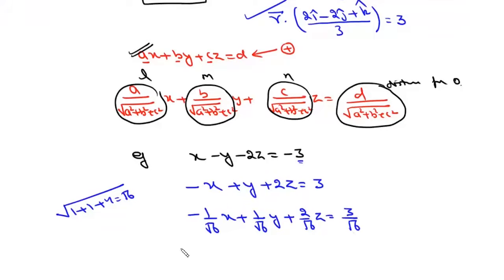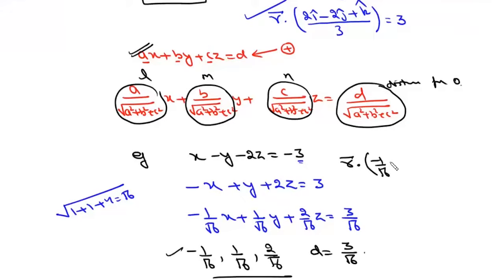So the direction cosines of the normal to this plane are minus 1 by root 6, plus 1 by root 6 and 2 by root 6, and the perpendicular distance from the origin is 3 by root 6. And if you want, we can write this equation in vector form also. So this is r dot n cap, where n cap is minus 1 by root 6 i plus 1 by root 6 j plus 2 by root 6 k, and it is equal to 3 by root 6.